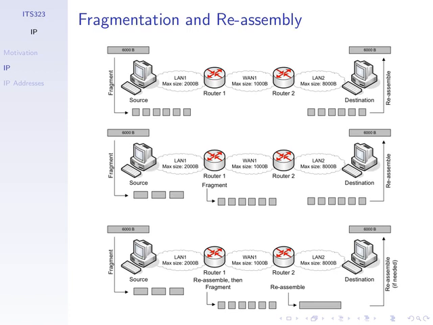Send them to the first router. Router reassembles those three and gets 6,000 bytes. If we join the three together, we get our original 6,000 bytes. And then looks at the next subnet, 1,000 bytes. Okay, we've got 6,000. We need to fragment into six segments. Our six segments here, send them. Router 2 receives the six segments, reassembles, gets 6,000 bytes.